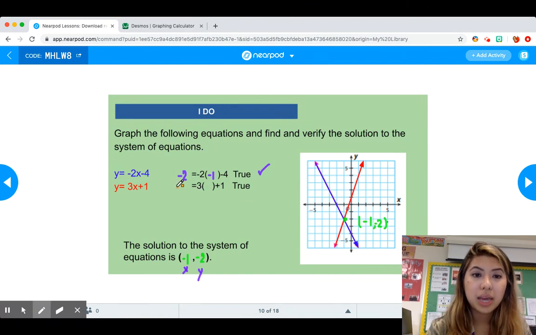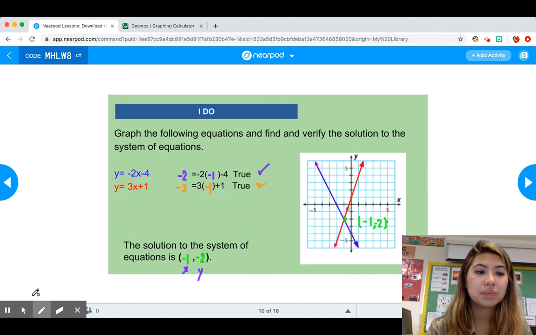And then for the second equation, I'm going to again plug in negative 1 and negative 2. So instead of y is equal to 3x plus 1, I have negative 2 is equal to 3 times negative 1 plus 1. So 3 times negative 1 is negative 3. Negative 3 plus 1 is negative 2. So we have just confirmed, or verified, that negative 1 comma negative 2 is a solution to the system of equations.